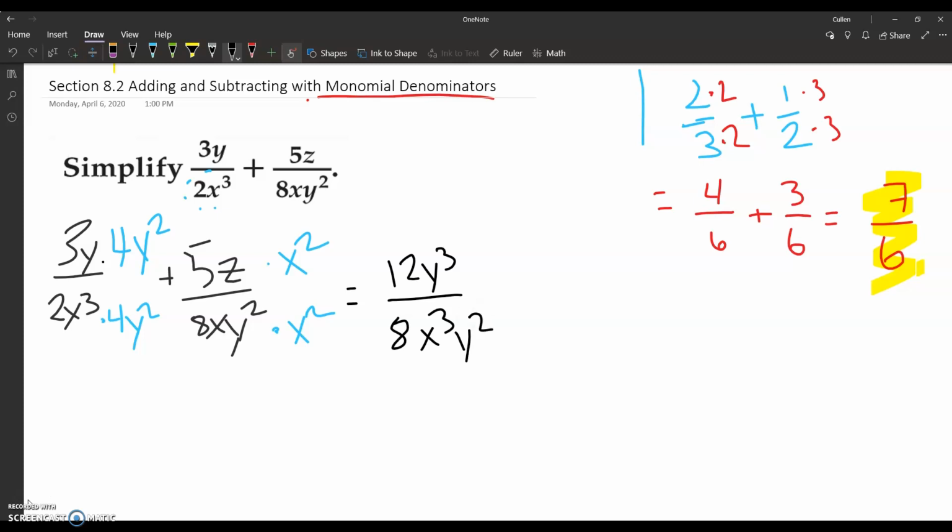And at this point, when you multiply this next fraction, you'll know you did something wrong if you don't have the same denominator. That means that you messed up either in your multiplying or in deciding what you needed to multiply.